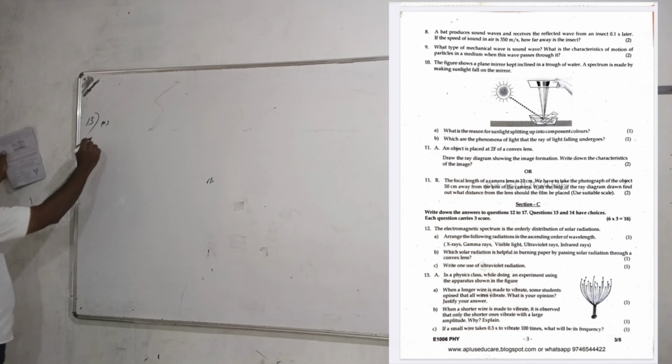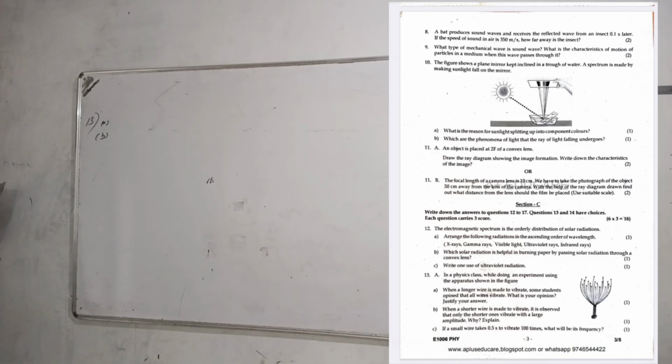Question B. When a shorter wire is made to vibrate, it is observed that only the shorter ones vibrate with a large amplitude. Why? The shorter wires may vibrate with a large amplitude because their frequency may be equal to the forced object's, and they may be in resonance. That is why the smaller wire vibrates in larger amplitudes.